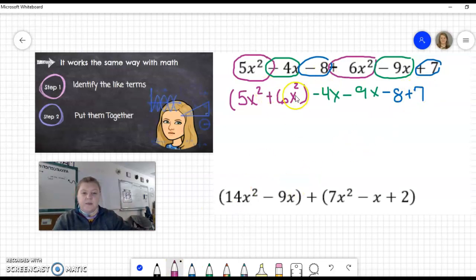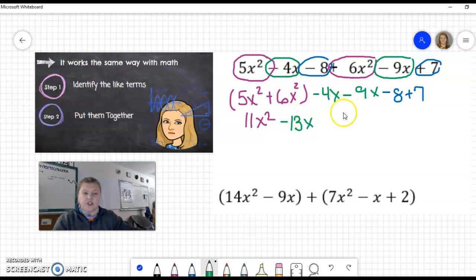So when you guys are combining these, think of the x squared as what we just talked about, like burgers. So 5 burgers and 6 burgers, well, that's 11. So essentially, I'm just adding these and keeping the variable with the coefficient. So 5x squared and 6x squared gives me 11x squared. And then on this one, I have a negative 4 and a negative 9. So negative 4 minus 9 is negative 13, and I just keep the x.